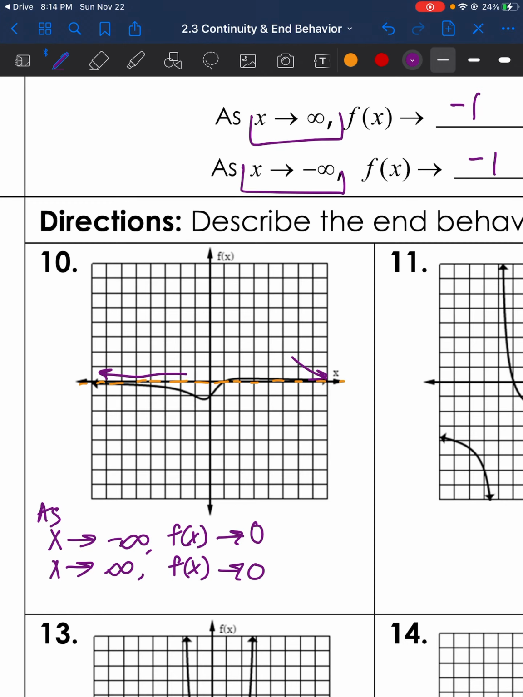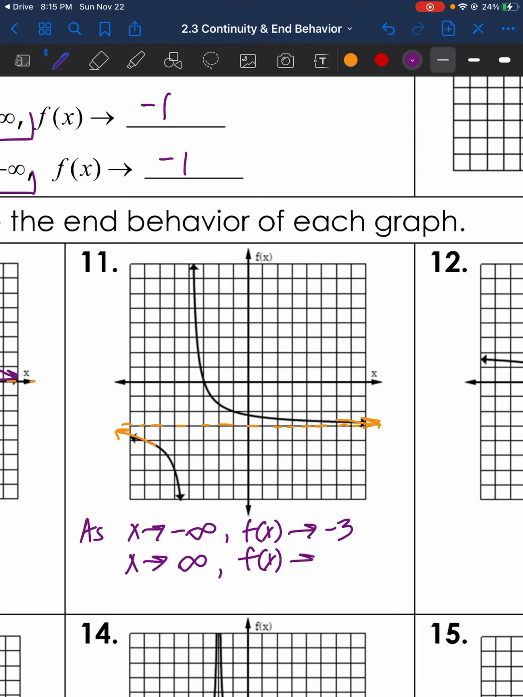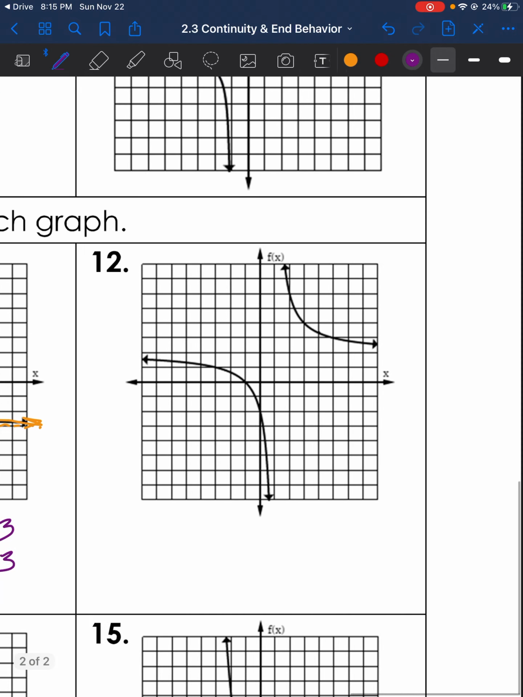All right, number 11. Okay, so let's identify if we have an asymptote. It looks like we have one right here at -3. And you can see on both sides, these are just going to get closer and closer to -3. So from both sides, our f of x is just going to get closer to -3. So as x approaches -infinity, f of x is approaching -3. And the same thing for the other direction. As it gets bigger, f of x is just going to get closer to -3.